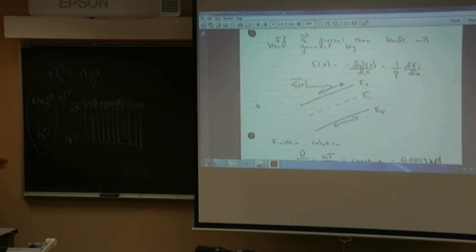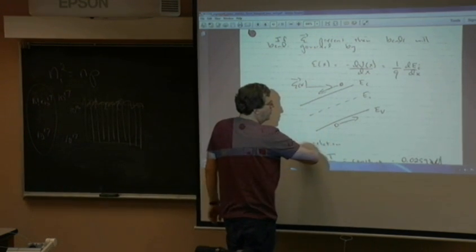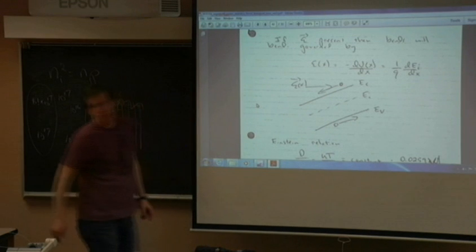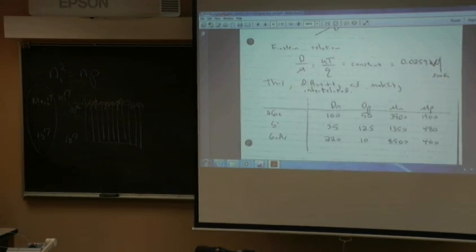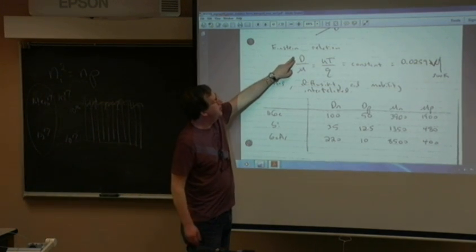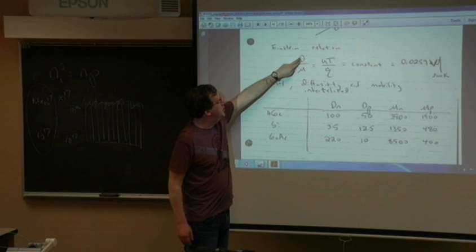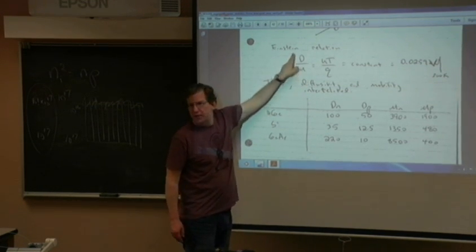And the electric field essentially causes band bending. Electrons go down, holes go up. And here you can see the Einstein relation, which is a way that diffusion and drift, which is predicated on mobility, are actually intertwined with each other.